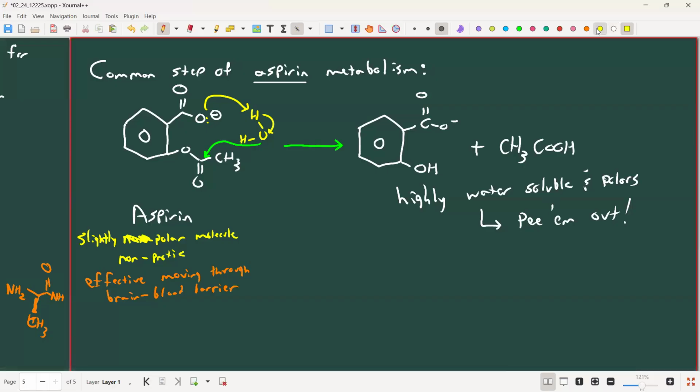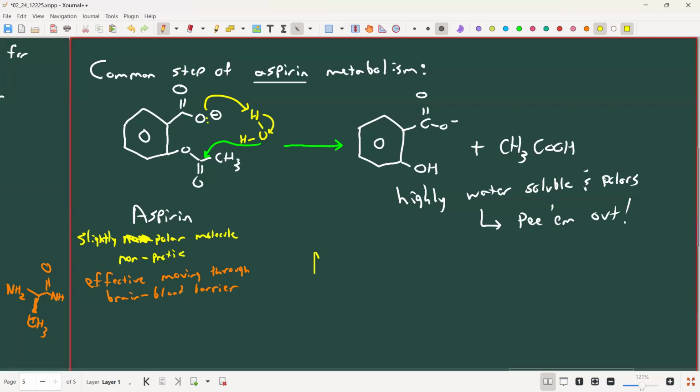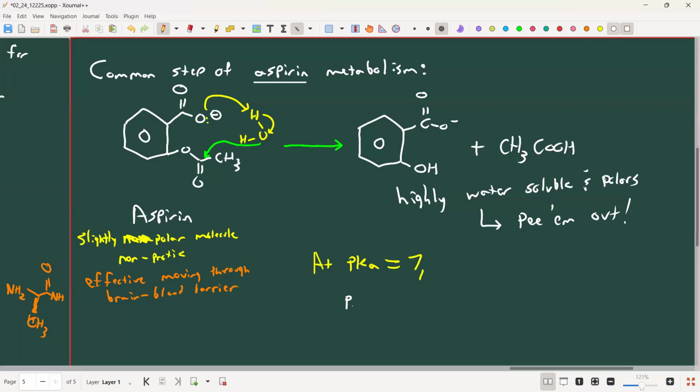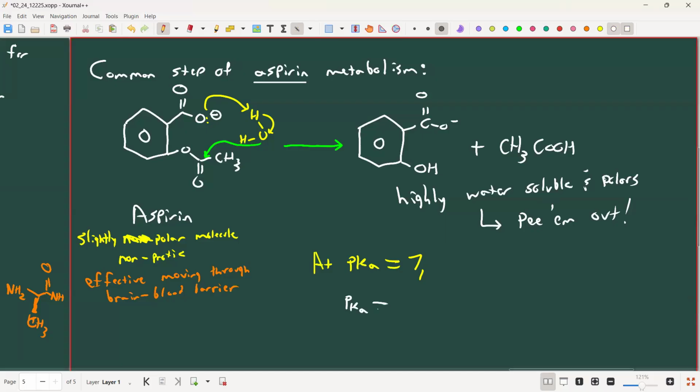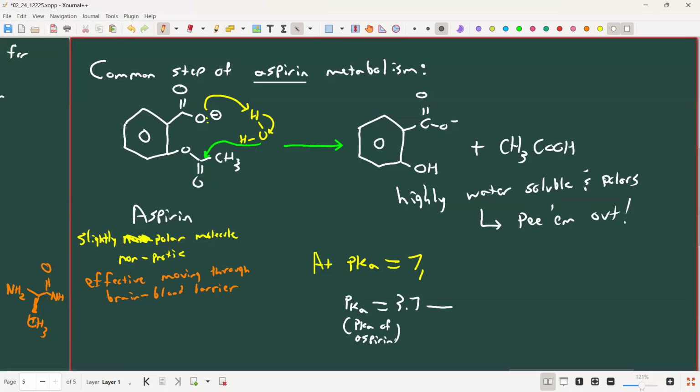So here's an interesting note. At pH 7, and a pKa of 3.7, which is the pKa of aspirin, you go look at the rate of this in a body versus uncatalyzed.